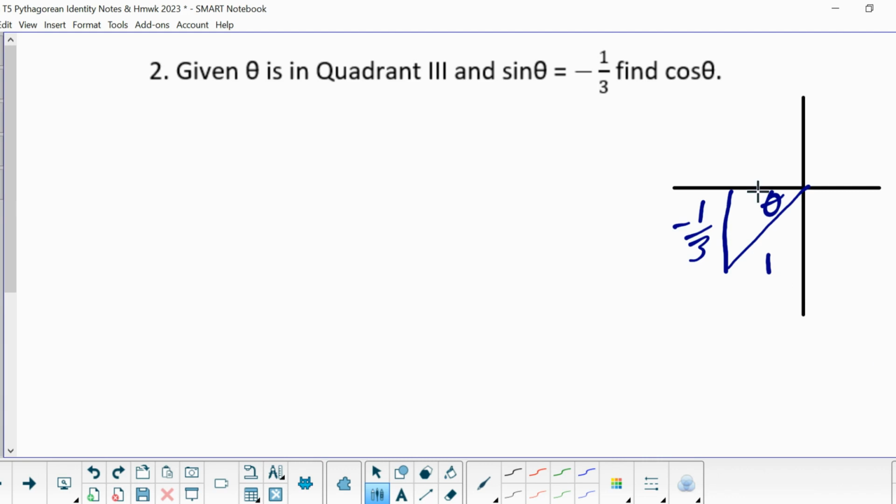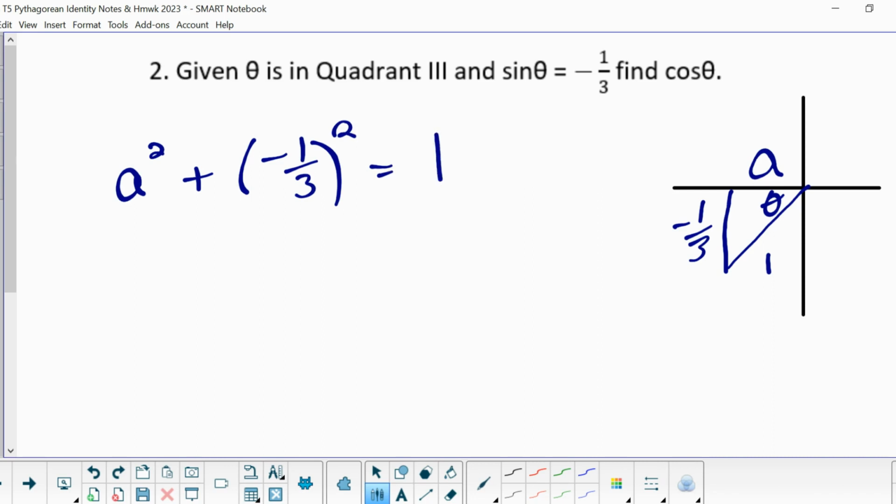And I am missing this side over here. So call it A, call it B, call it X, whatever variable works for you. So there's my triangle. I'm really just doing the Pythagorean theorem, but I'm always using 1 as the hypotenuse. So I have a squared plus negative 1/3 squared equals 1. So then I get a squared plus 1/9 equals 1.